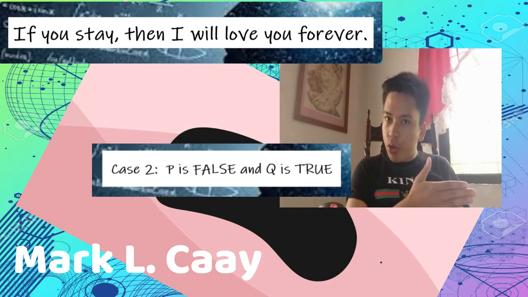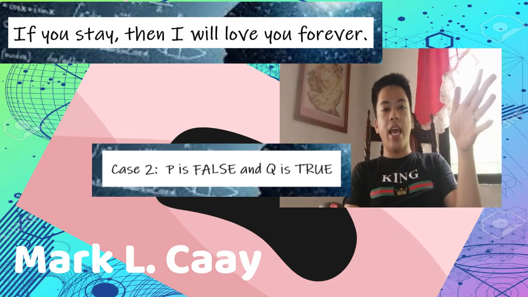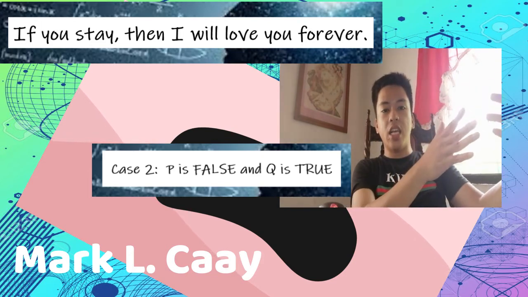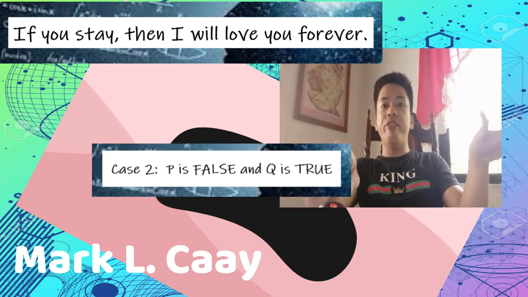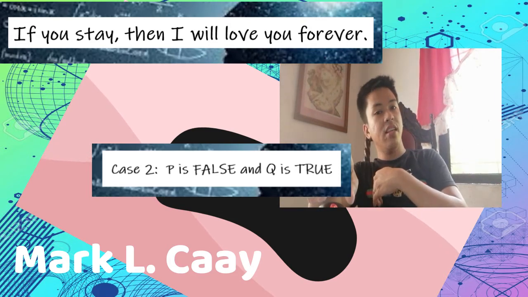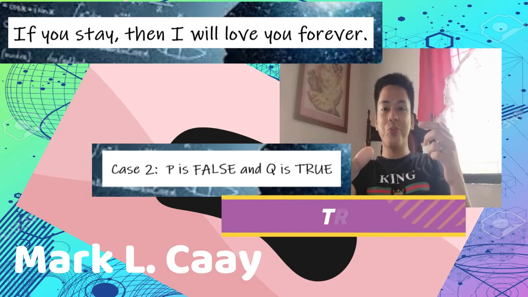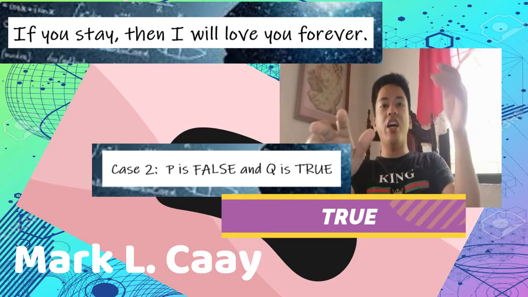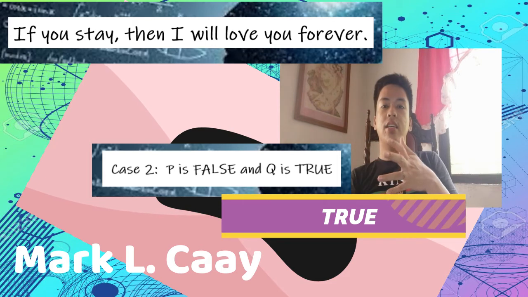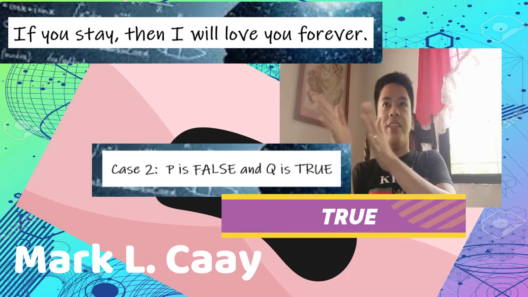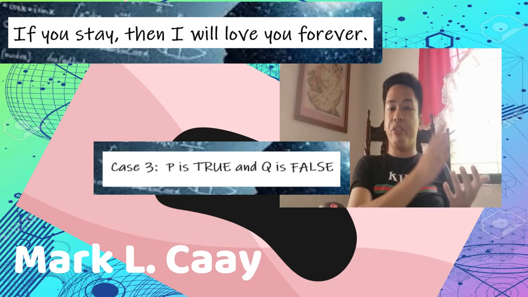Let's go to case 2. Suppose P is false and Q is true. The statement becomes: you're not staying, and I will love you forever. You're not fulfilling your condition, but even so, I am still fulfilling my promise. I did not break any promise, so the entire statement is true. Exactly, because Q is fulfilled even if P is not done. So if P is false and Q is true, then the entire statement is true.